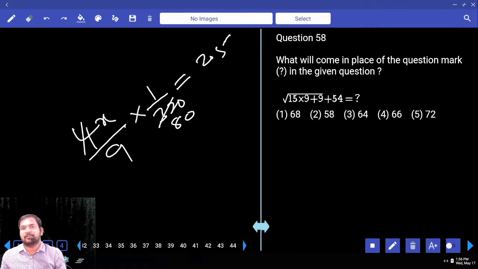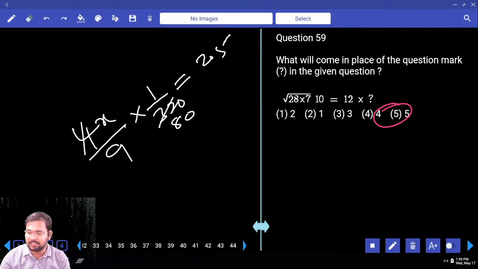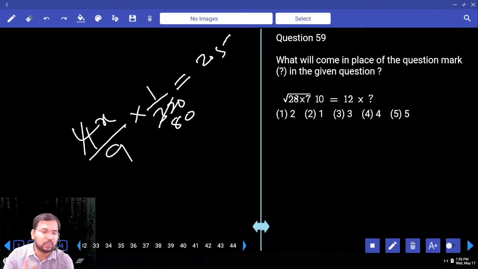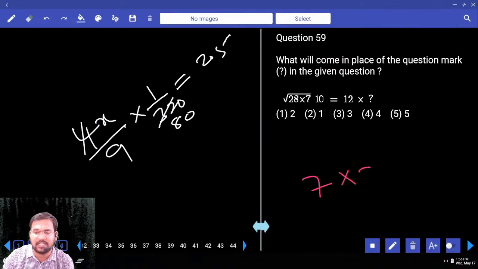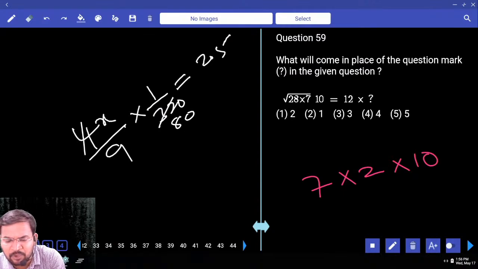15 9s are 135 plus 9, 144, that is 12, na? 12 plus 54. Your answer is 66. 28 7s are, na? Don't multiply. 28 we can write as 7 into 4, na? Already 7 is there, na? 7 comes outside, 4 comes outside. 2 into 10. Together is 140. That 10 only, na?